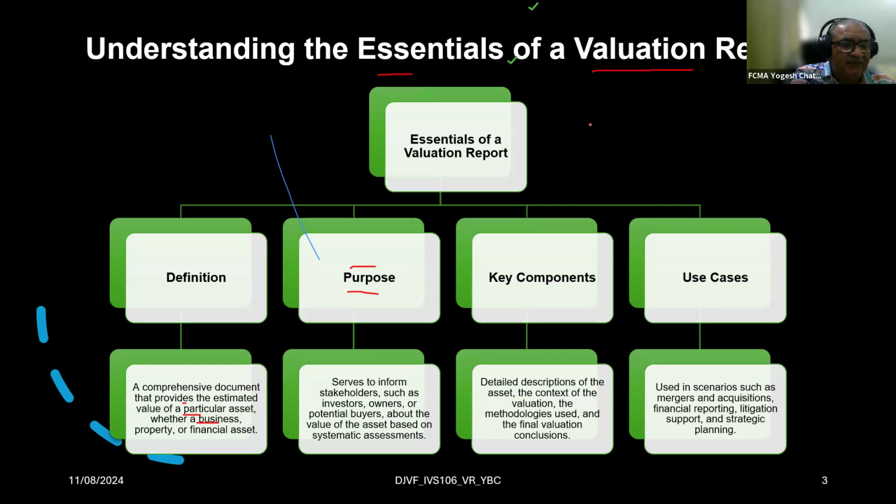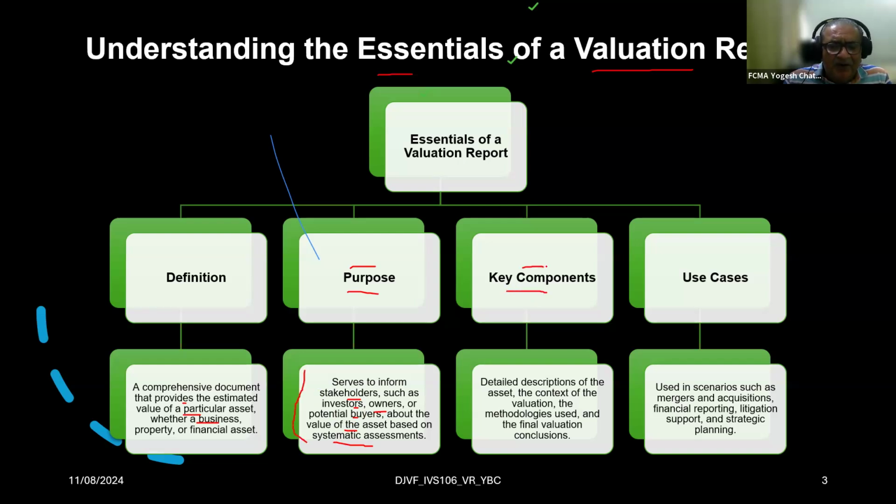So the consideration will be totally different when you are doing valuation for the purpose of financing or borrowing, and totally different when you are doing valuation for mergers and acquisition transactions. So it is very important: the purpose of valuation will determine the format of the valuation report. A valuation report informs a stakeholder like an investor, owner, or potential buyer about the value of an asset based on a systematic assessment.